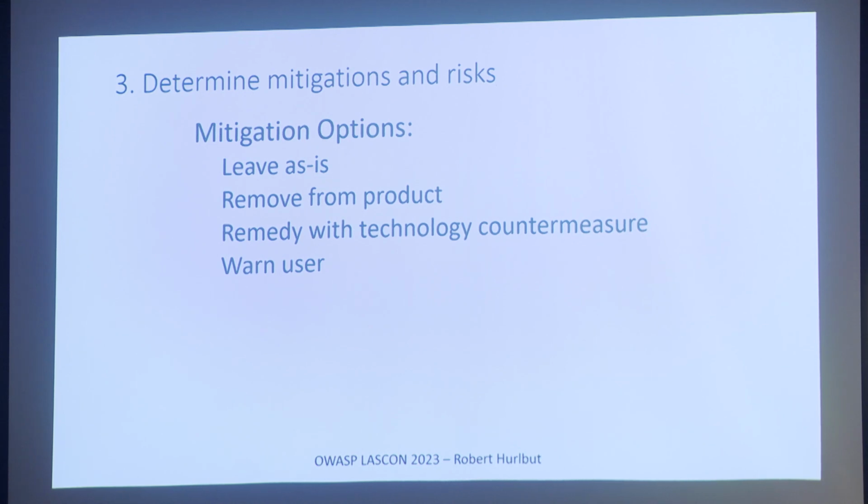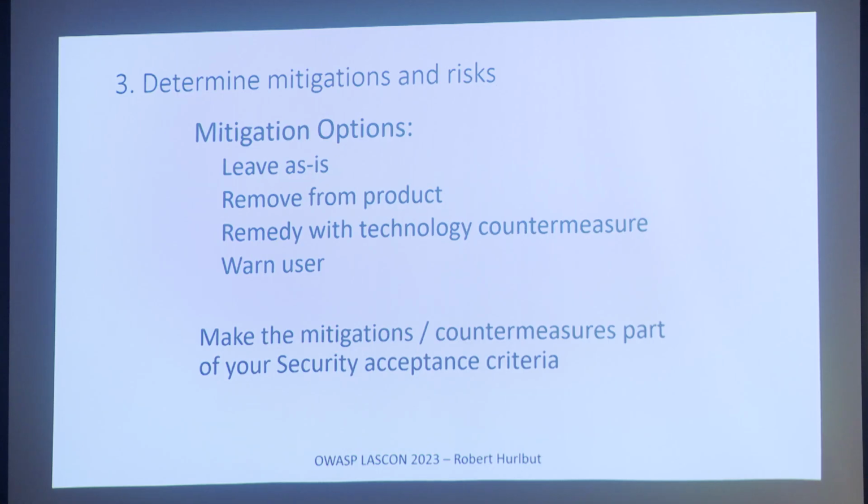I see that quite often if you go, for example, to a coffee shop and it says free Wi-Fi, but beware, that's the threat, right? Somebody could easily grab your data if it's unprotected in an open Wi-Fi. That's the warn user. Now, what I like to say is make those mitigations and countermeasures part of your security acceptance criteria. So this is a good way that a threat model can really help drive what my tests are, the things that I need to look for.